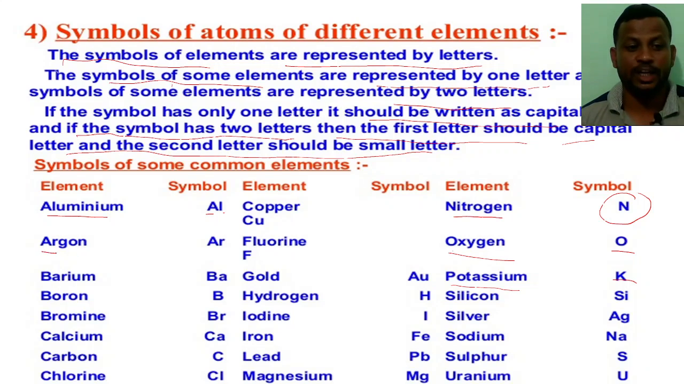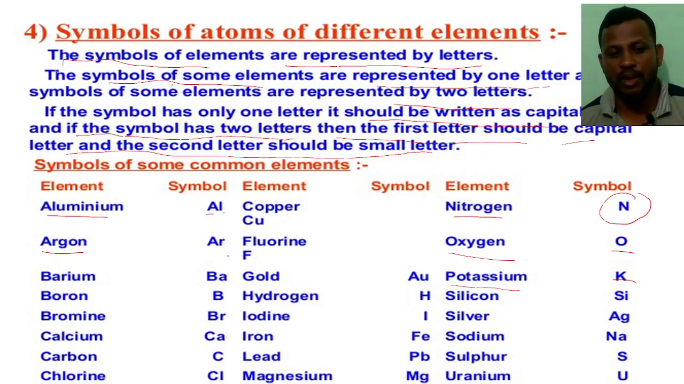We use two letters to represent argon, so we use capital A first and the second one in small letter. Barium is represented by two letters, so we use B as a capital and a as a small letter. Look here, the second one. Boron we represent with only a single letter B, so we write capital B. If we see bromine, we represent it by two letters, one capital and another small. Calcium, we use capital C and small a.